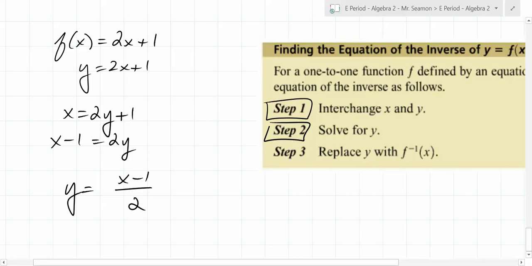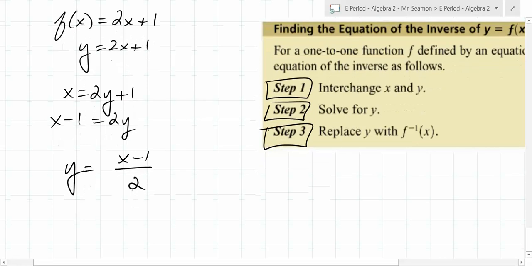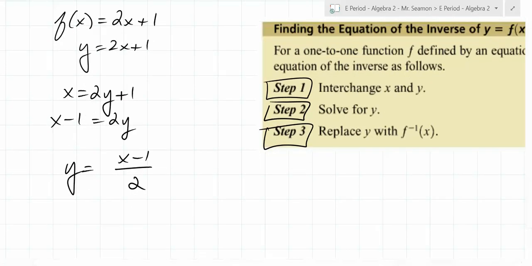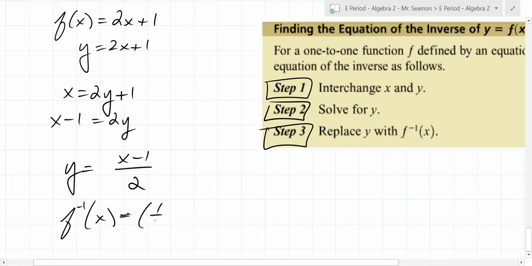And then what's the third step say? It says replace y with f inverse. So f inverse of x is equal to, and one way you can write this is 1/2 x minus what? Minus 1/2. So here's the deal. We just found the actual function. Is that a line? Yeah, the inverse of a line is going to be a line.